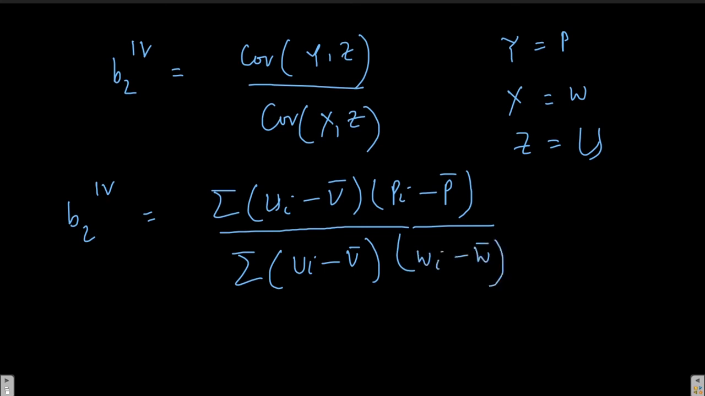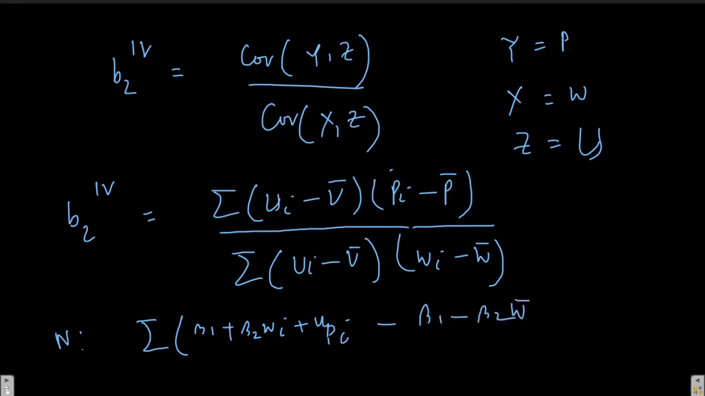Now we can expand it, and if I substitute the value of this Pi minus P bar, what I'll get is this. Let me write down the numerator only. The numerator is going to be the summation of, so basically let's take the Pi minus P bar term first. So beta 1 plus beta 2 Wi plus UPi. So for the ith term it is UPi minus beta 1 minus beta 2 W bar minus UP bar, right? And then I have Ui minus U bar, right?